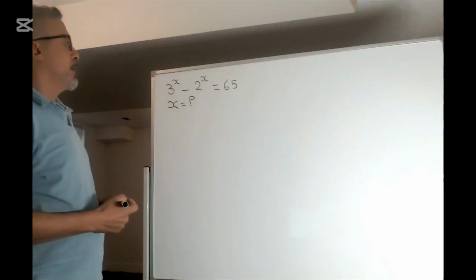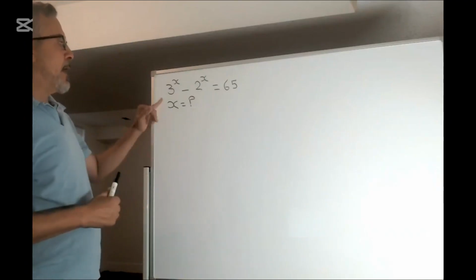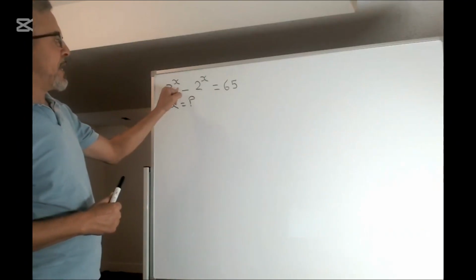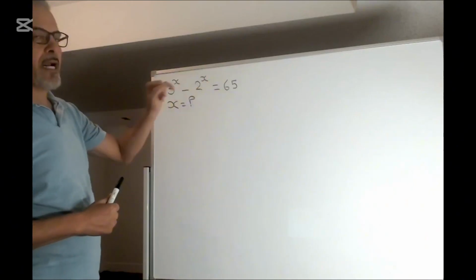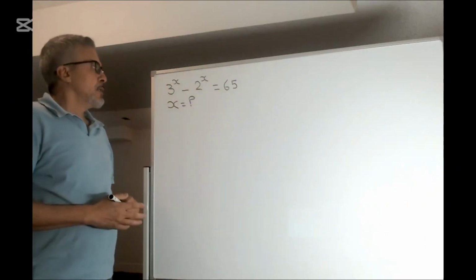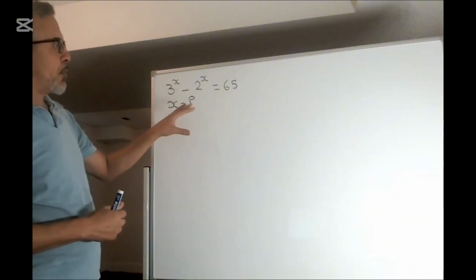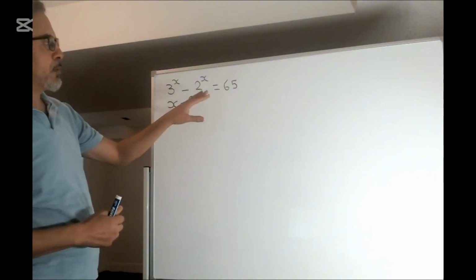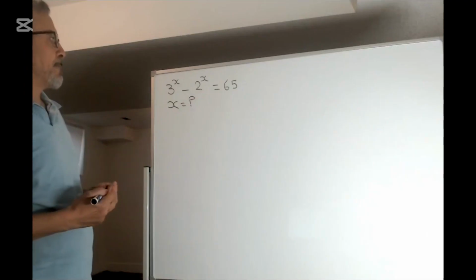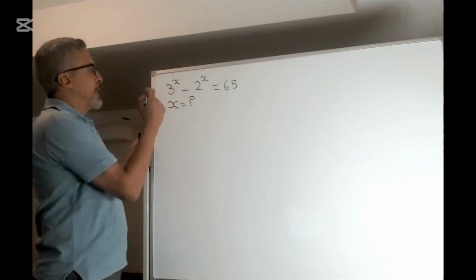Today we are solving an interesting exponential equation: 3 to the power of x minus 2 to the power of x equals 65. Stick around as I break it down step by step in a simple way. Let's get started. Instead of guessing what the answer is, we're going to manipulate the equation to be able to solve for the value of x.